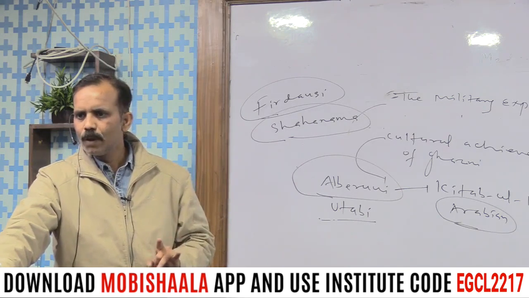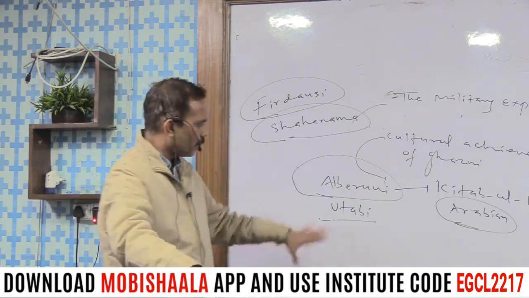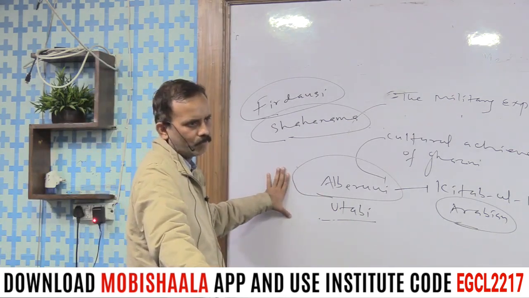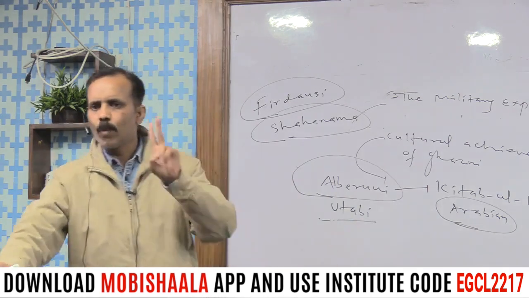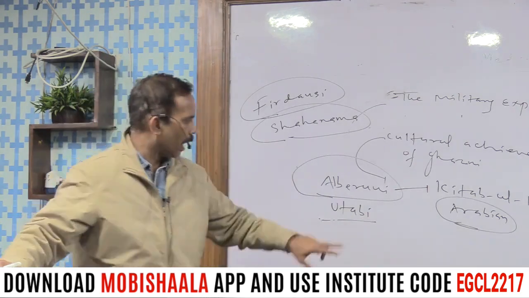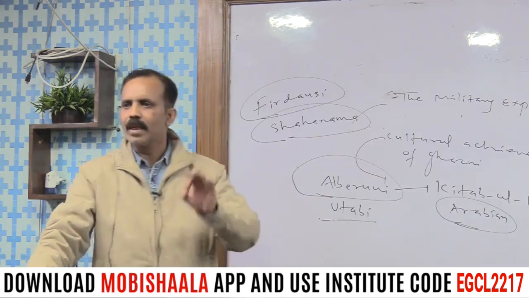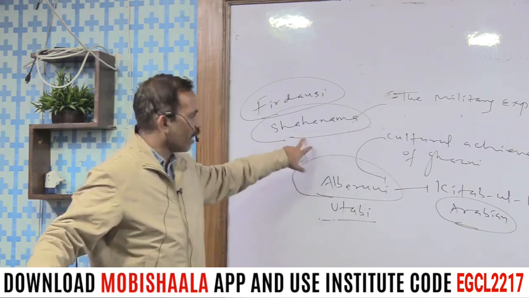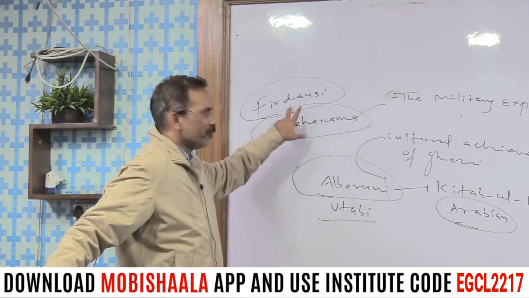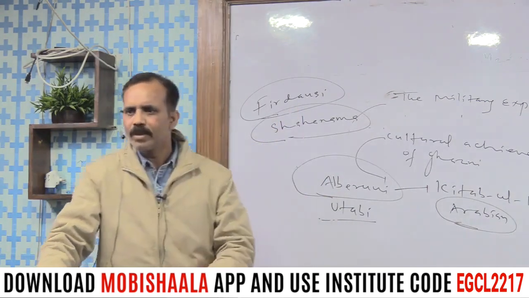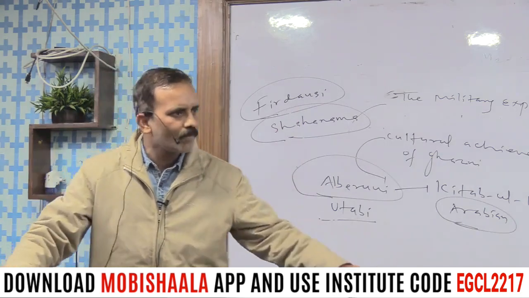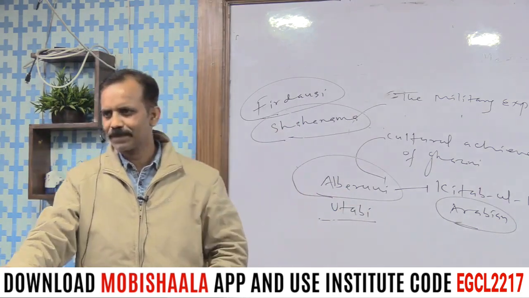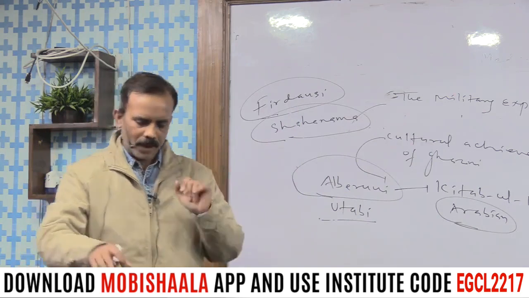Okay. So this is all about the achievement of Mahmud Ghazni. And always remember two names. First, Al-Biruni, the most excellent creation, Kitabul Hind. And second is Shahnama, written by Firdausi. Both belong to the court of Mahmud Ghazni. Okay. Next.